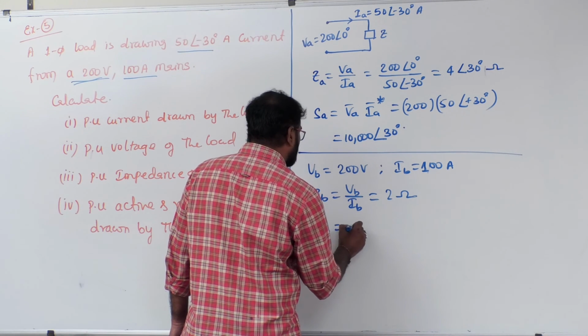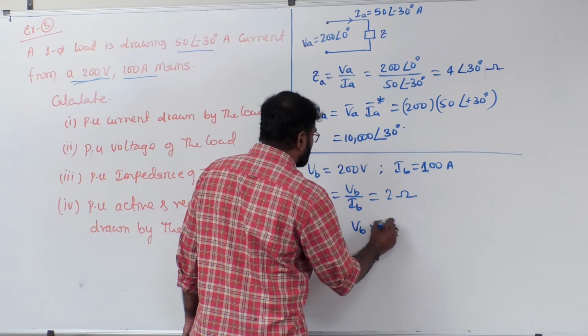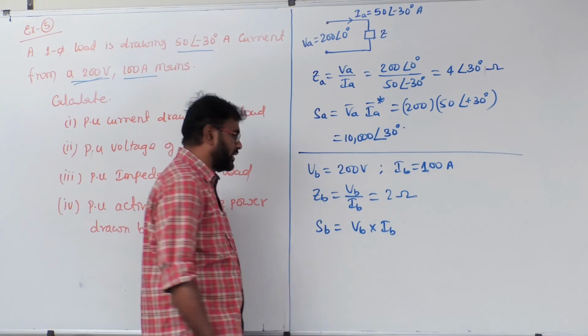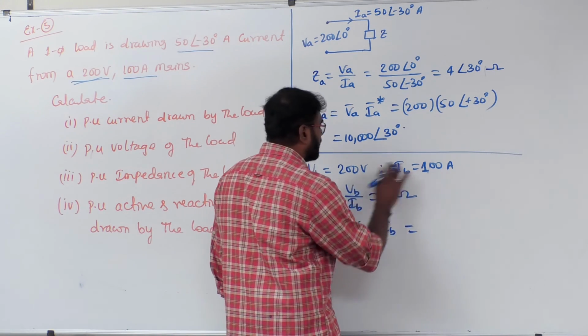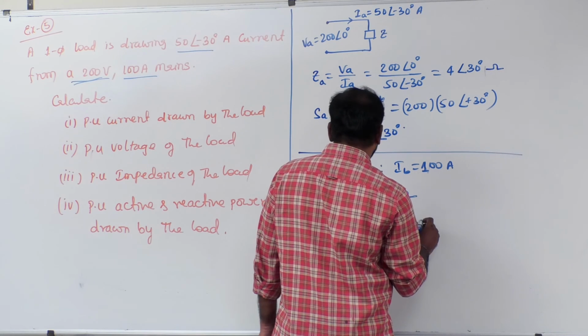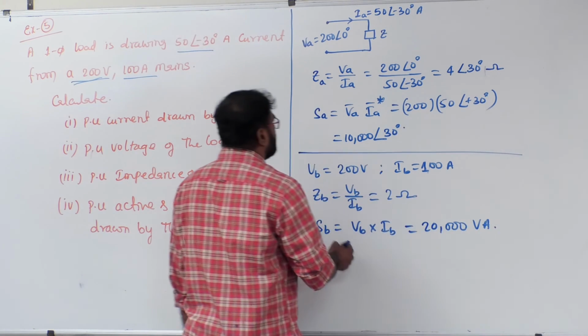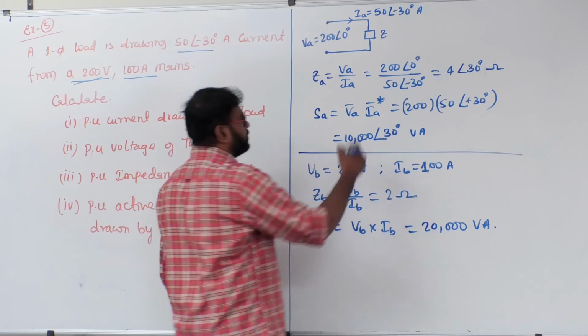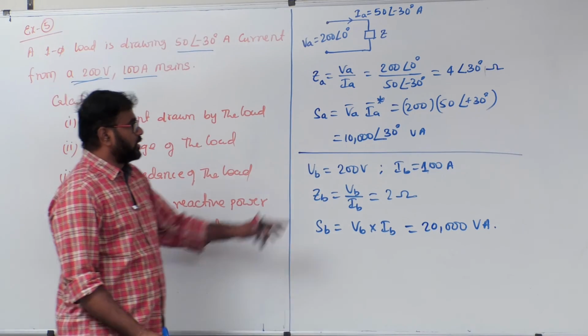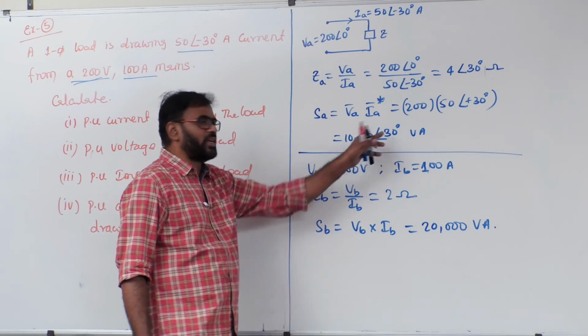Then what is S base? S base is V base into I base, magnitude only, no concept of conjugate. Okay. So 200 into 100 means 20,000 volt ampere. Here also volt ampere. So in this, the real part is active power, the imaginary part is reactive power.